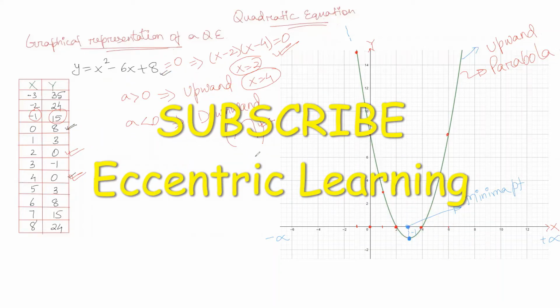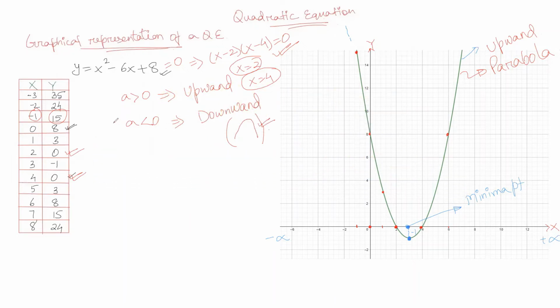In a similar way, if we consider a different quadratic equation in which the leading coefficient would be less than 0, in that case, we'd be getting a downward parabola. So in that case, we'd be getting a maxima point and the maximum value.